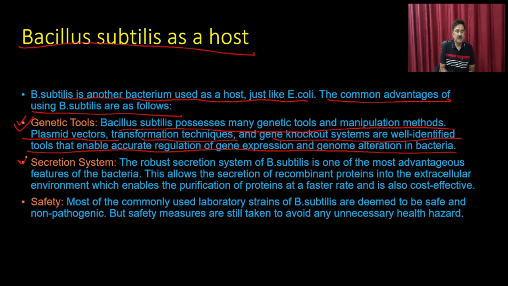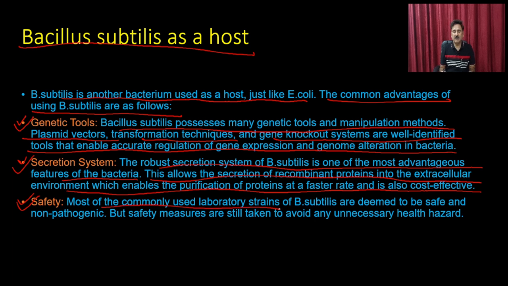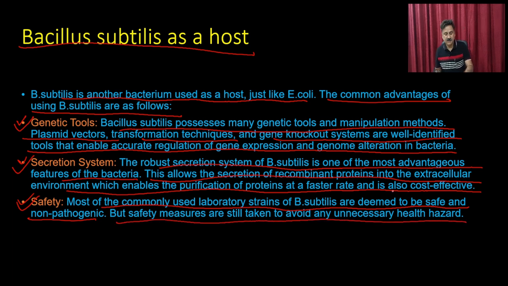Then secretory systems. The robust secretory system of Bacillus subtilis is one of the most advantageous features of the bacterium. This allows the secretion of recombinant proteins into the extracellular environment, which enables purification of the protein at a faster rate and also cost-effectively. Then talking about safety, most of the commonly used bacterial strains of Bacillus subtilis are deemed safe and non-pathogenic, but safety measures are still taken to avoid any unnecessary health hazards.